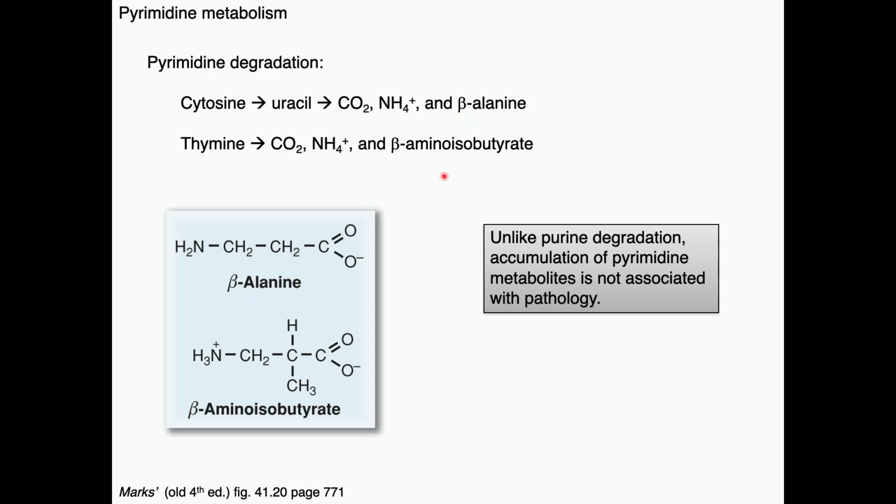So the beta-alanine, this is like alanine except with an amino group switched out. This can be urinated out. The beta-aminoisobutyrate, this can be converted into butyric acid, and then that can be converted into methylmalonic acid and succinate through that pathway that depends on biotinylation, biotin carboxylation, and vitamin B12 dependent rearrangement. Okay, so pyrimidine metabolism is quite simple compared to purine metabolism.